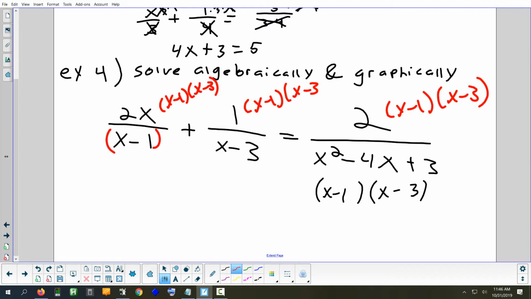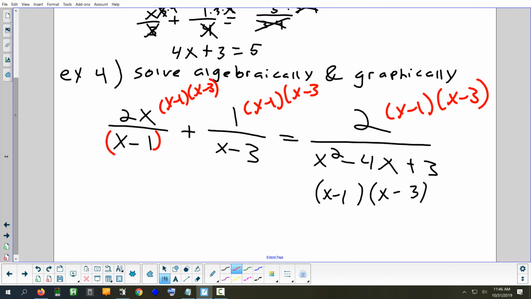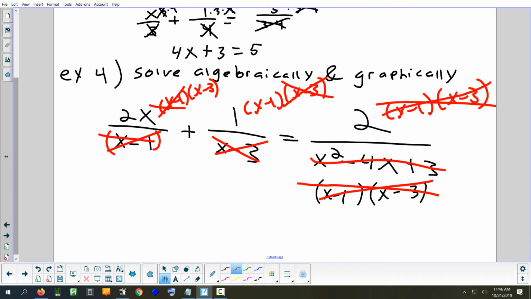When I do that, what happens in the first fraction? X minus 1 cancels. What happens in the second fraction? X minus 3 cancels. What happens in the third fraction? The whole bottom cancels out. So all we're left with on the right-hand side is, remember this is gone, 2.